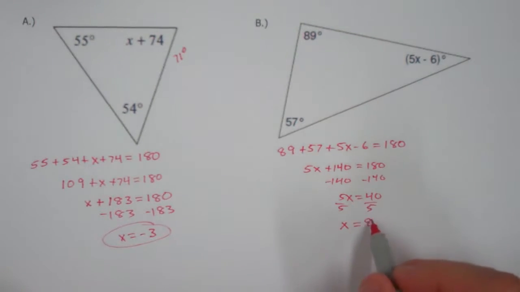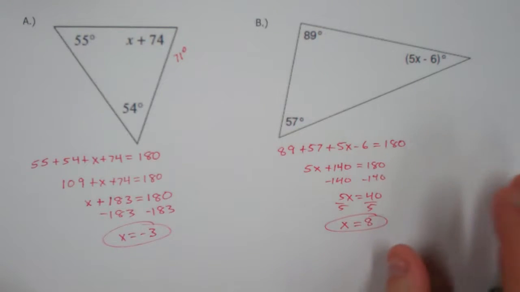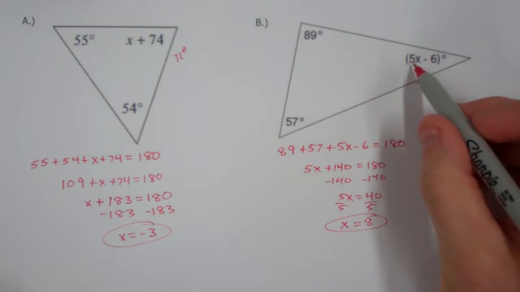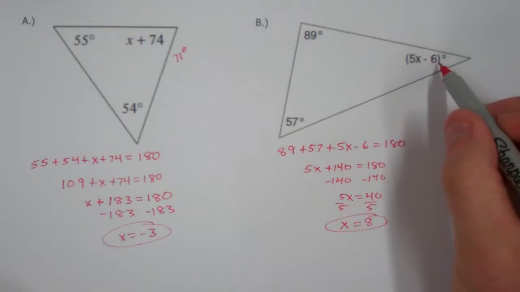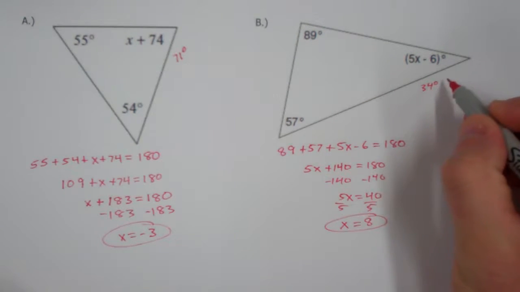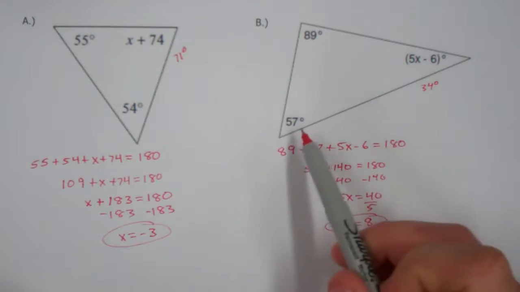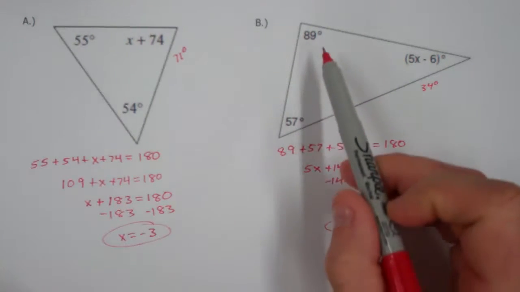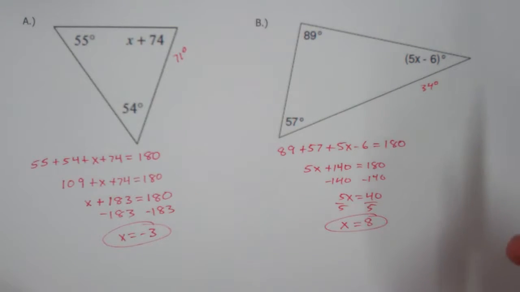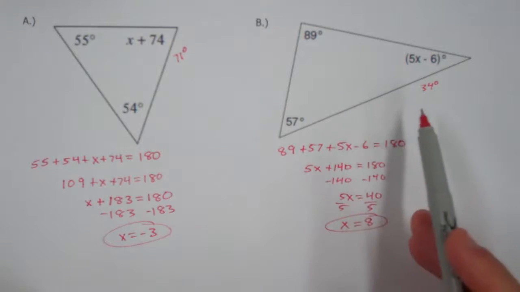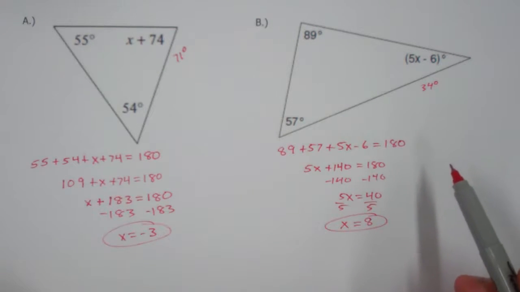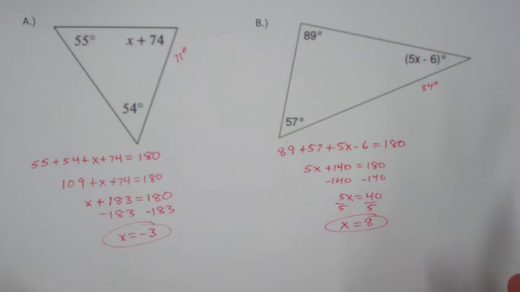If we substitute 8 back in, and again, this is the solution, the directions say to solve for x. However, if we substitute this back in, we'll have 5 times 8, which is 40, minus 6, which is 34 degrees. If we add 34 and 57, we get 91. 91 and 89 is 180. So it's actually very easy, if you substitute your value of x back in, to figure out if you found the correct value of x. If you find that those angle measures don't add up to 180, then either you did some arithmetic or an order of operations error somewhere in there, or you got the wrong value of x. Probably the more likely of the two, but either one is possible.